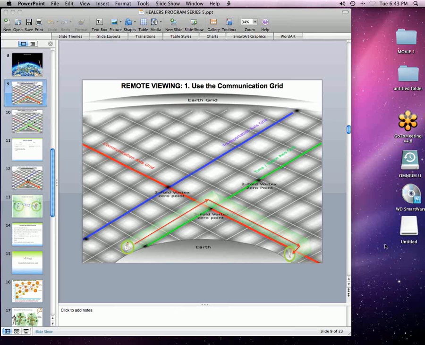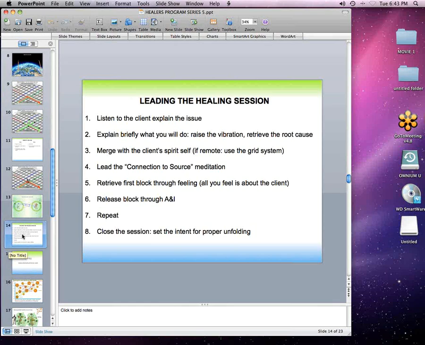Go ahead, Marty. Yes, I'm wondering, we have a client, say for instance, that presents with many blocks. What would be the best way to end the session comfortably for the client, knowing that there's going to be more to clear next time? Exactly. That's how at the end I say close the session by setting the intent for the proper unfolding to continue. Because most of the time you're not going to finish, especially if it's their first session. They're going to have maybe 2 or 3 or 4 more sessions to be completely healed or cleared. It depends on what it is. But when you finish in the first hour, you set the intent for the rest of the bubbles.